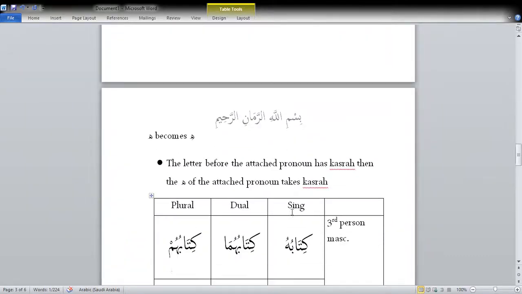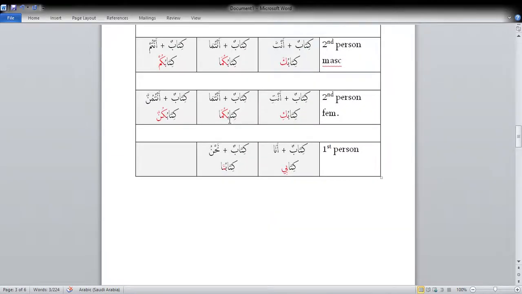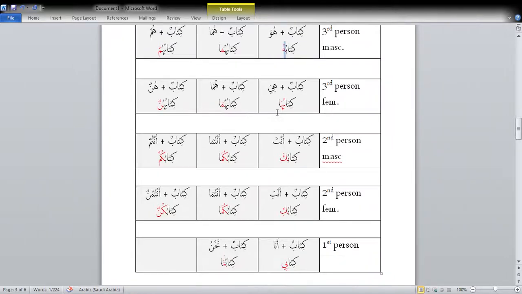Okay, so Sheikh talked about this concept when the ha of the attached pronoun becomes a he, right? So above we've been seeing constantly again, kitabuhum, right? See the ha there in the pronoun? The attached pronoun is hum. The ha has a dhamma, not a kasra. Well, there's certain cases where it will take a kasra.